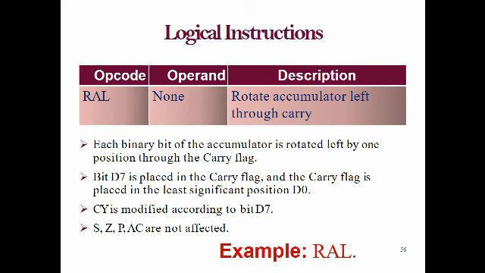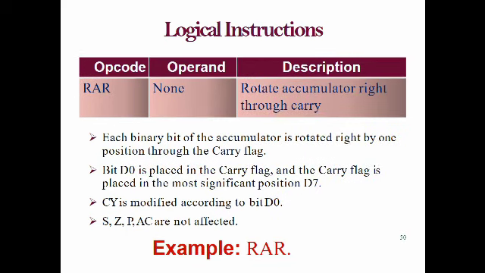Next instruction is RAL. In this particular case, each bit of the accumulator is rotated left by one position through the carry flag. So RAL means rotate with carry. Bit D7 is placed in the carry flag and carry flag is placed in the least significant position D0. Carry is modified according to bit D7, other flags are not.